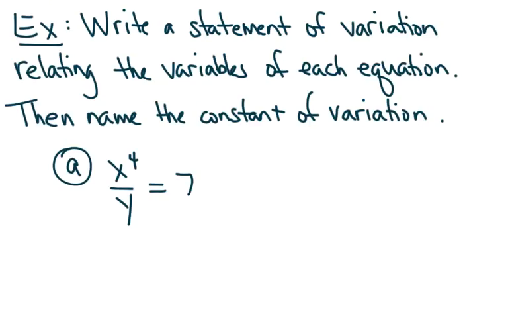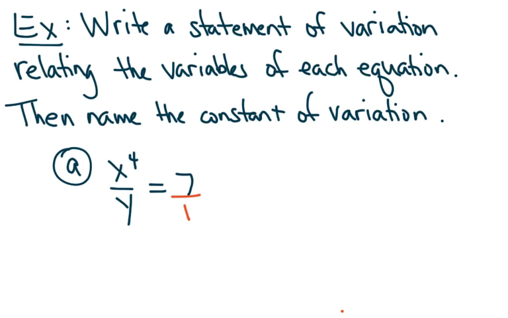In the next problem, we're going to determine what type of variation is going on in the equation and write a statement of variation relating the variables of each equation. And then we're going to determine what the constant of variation is. So a lot of times when you have problems involving x and y, it's probably best if we rewrite the equation so that it says y equals.